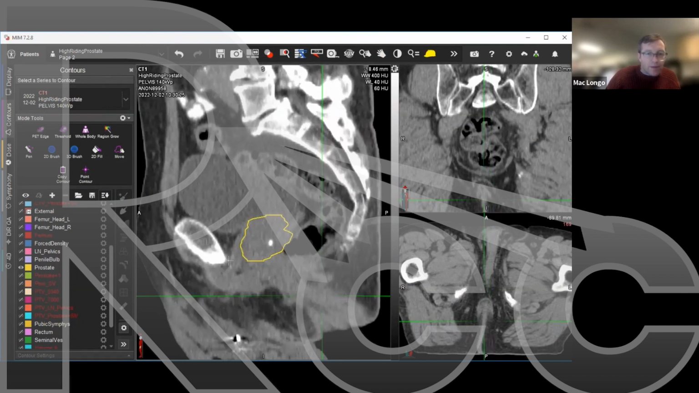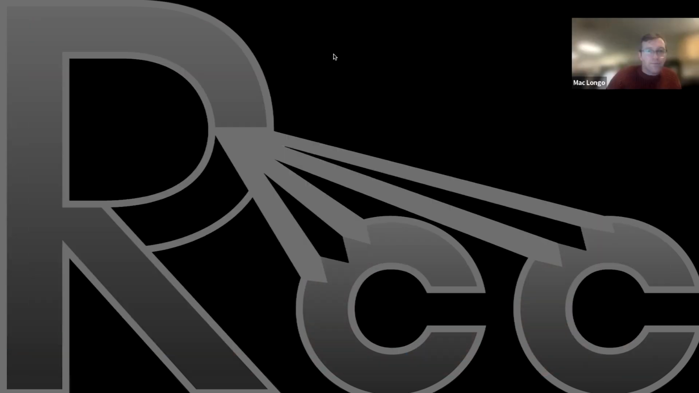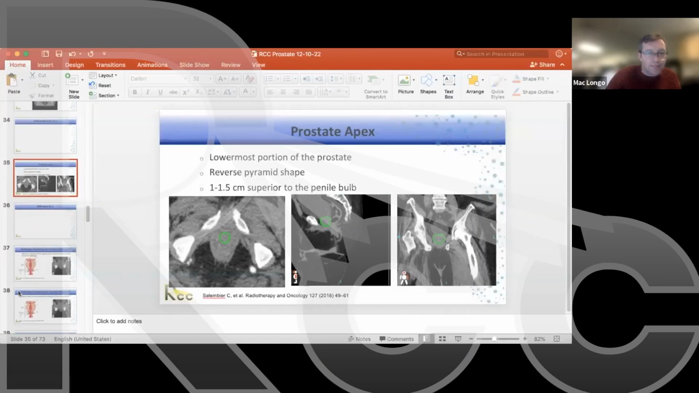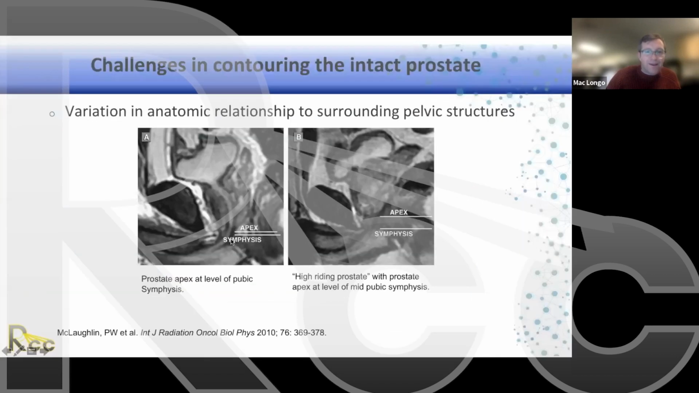So again, we're kind of above the most inferior aspect of the pubic bone. But let me just show you a more extreme demonstration of this difference in anatomy based on a high riding or a low riding prostate. Here you can see on the left in figure A, the apex of the prostate is quite low, whereas in figure B on the right, the apex of the prostate is almost at, I'd say, the middle of the pubic bone. So that could lead to over contouring in this case, if we just relied on bony anatomy, and under contouring on the left with the low riding prostate.